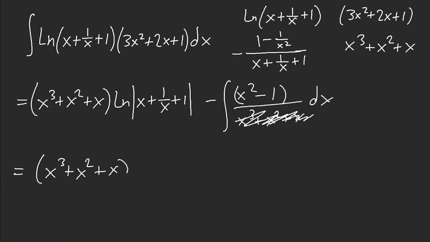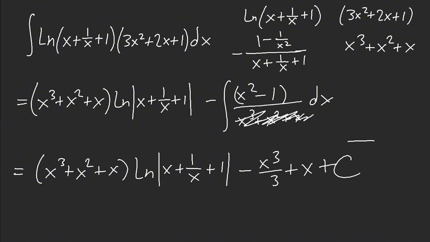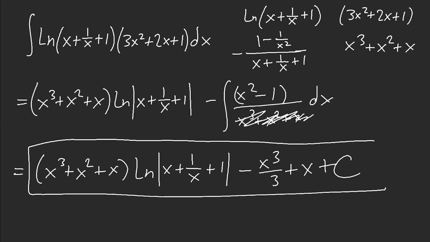So we literally have our answer now. It's just this very long term, 1 over x plus 1, and then minus x cubed over 3 plus x, and plus c. And we are Gucci. That's it. We're done. That's all it takes. We just got to grow some balls.